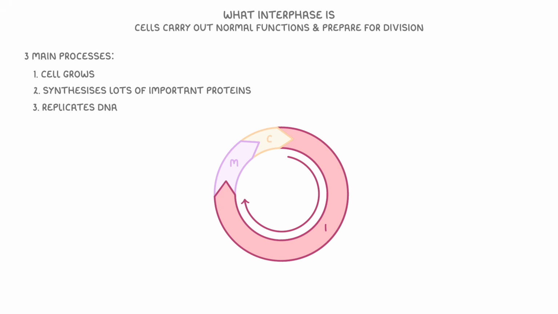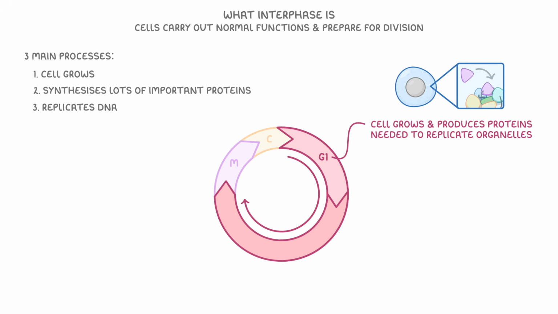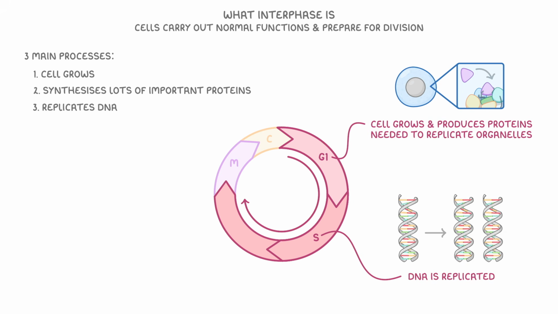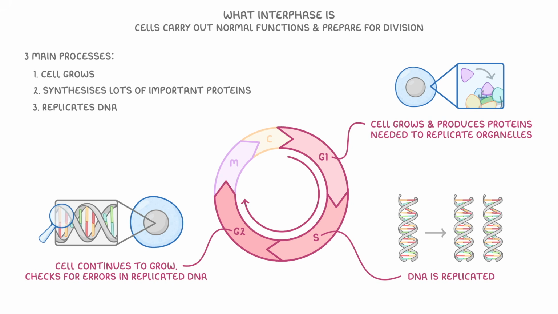Now, because of these different processes, biologists actually split interphase into three discrete stages. First, there's the G1 phase, where the cell grows and produces proteins that are needed to replicate organelles. This is then followed by the S phase, where the DNA is replicated. And last, just before mitosis, there's the G2 phase, and this is where the cell continues to grow, checks for errors in the replicated DNA, and makes repairs if needed.